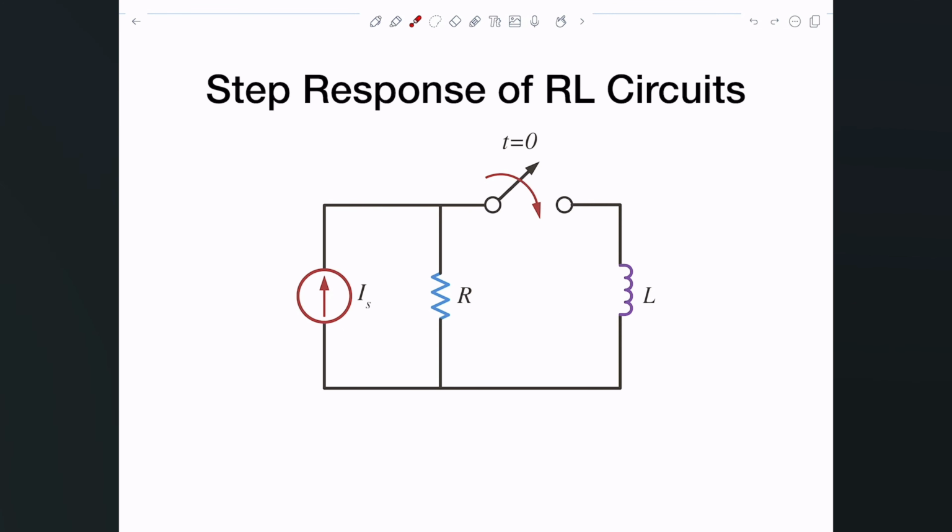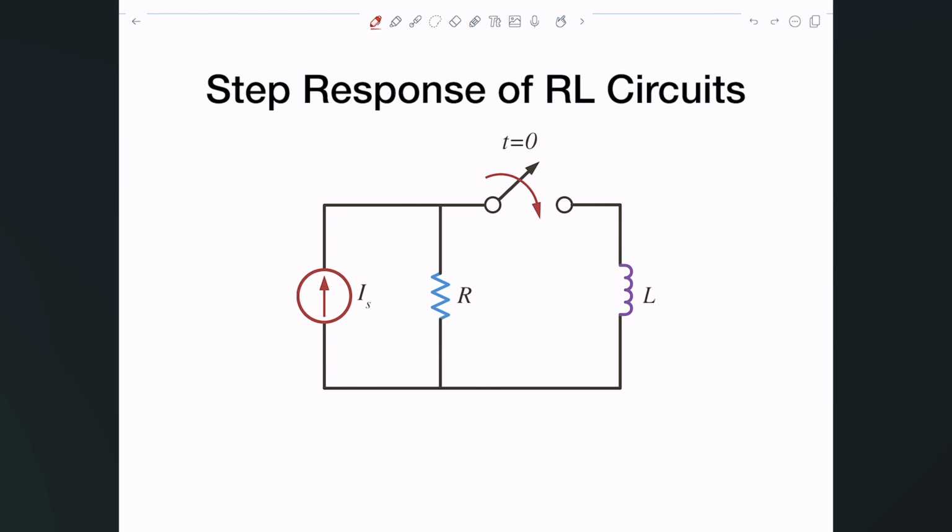The step response of an RL circuit is the response of connecting a circuit containing an inductor suddenly to a source in here. In this particular circuit, I'm using the Norton equivalent because dealing with currents is a little bit simpler in terms of inductors. Inductors oppose the change in current, so the current right before switching and right after switching will be the same.